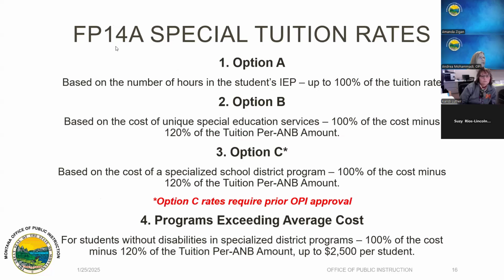On the FP14A, there are sections in here, and I'll show you those. You've got an option A rate, option B rate, option C rate, and then programs exceeding average cost. Most of the time I see these option B rates. Option C rates is for a special program, and that has to be approved by OPI. And I only have a couple of districts using that.